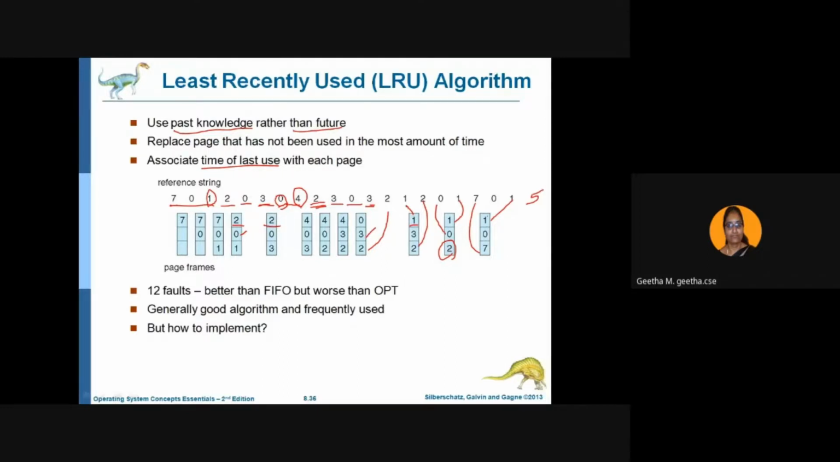In this case, if you consider 1, 0 and 7, 1 is recently referred, 0 is also referred. So only back to 0 and 1, 7 is referred. So 7 is the least recently used page. Whichever page is not used recently, that particular page is selected as a victim. So among 1, 0 and 7, 7 is the least recently used page. So 7 is replaced by 5. So in this case, the pages will be 1, 0 and 5.